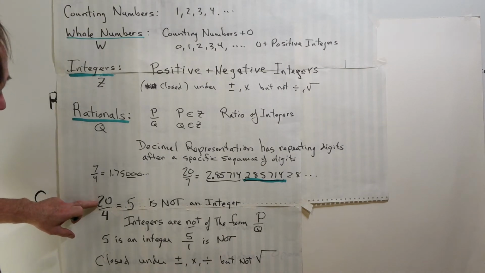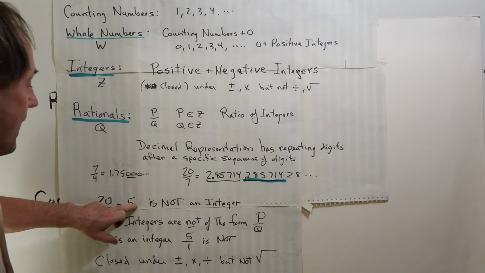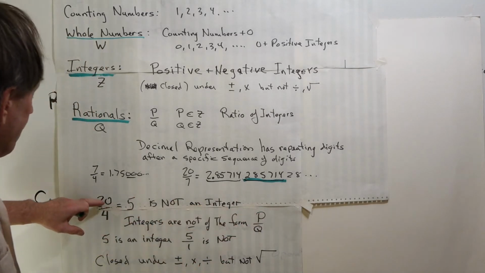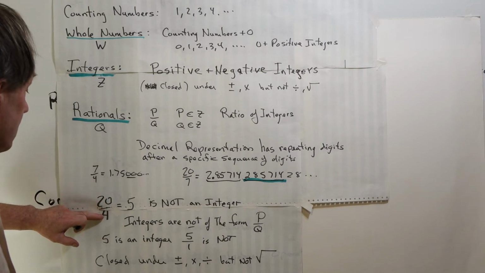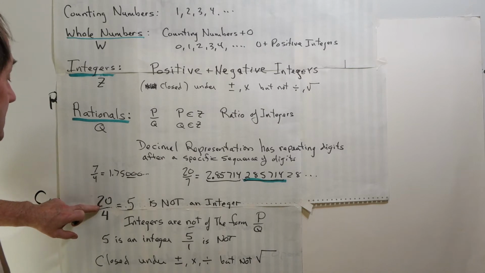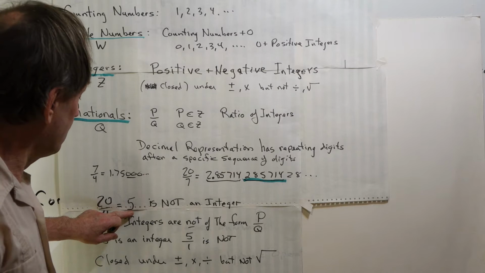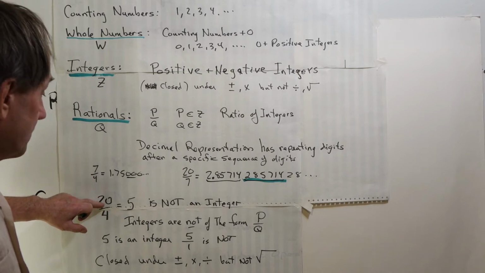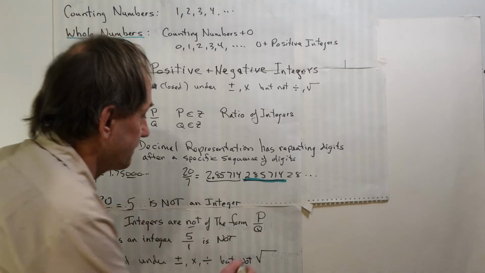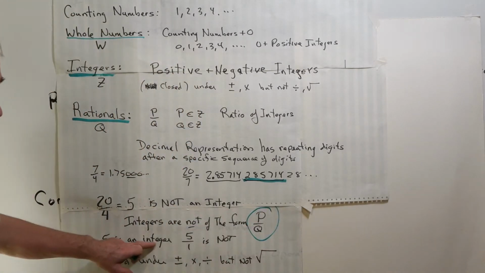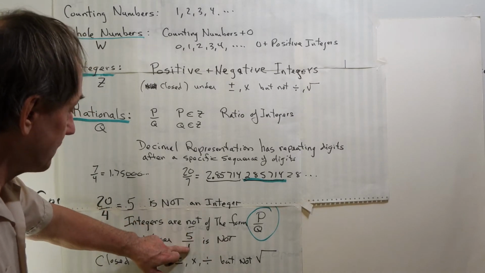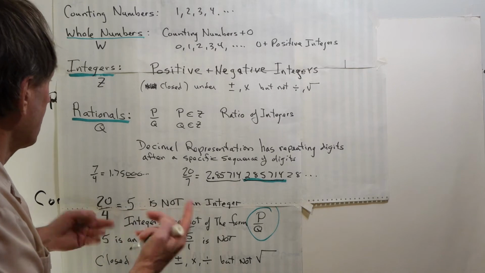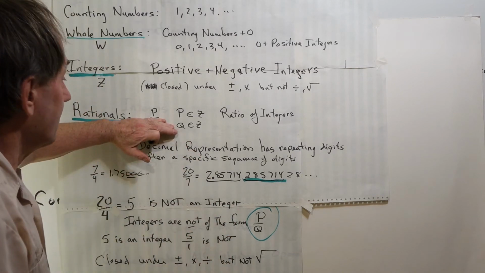Now, if you ratio 20 by 4 and get 5, this is not an integer. An integer is not of the form p over q. Any form p over q using integers is called a rational number. Now, it just so happens that this particular rational number is equal in value to an integer, but it is not an integer. 20 divided by 4 is not an integer. It's a rational number because integers are not of this form, p over q. 5 is an integer. 5 over 1 is not. 5 over 1 is a rational number because it is a form p over q. Integers just have, you could say, a p form, just one.